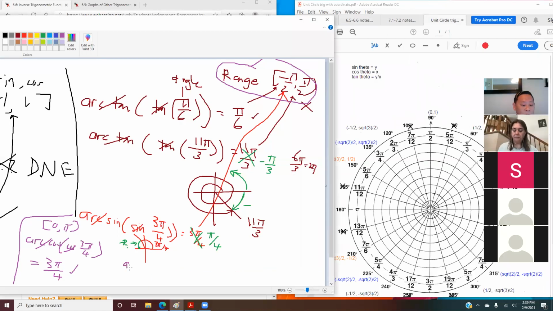And let's do one more. Arccosine of cosine of 7 pi over 3. So this will cancel. So you will get 7 pi over 3.